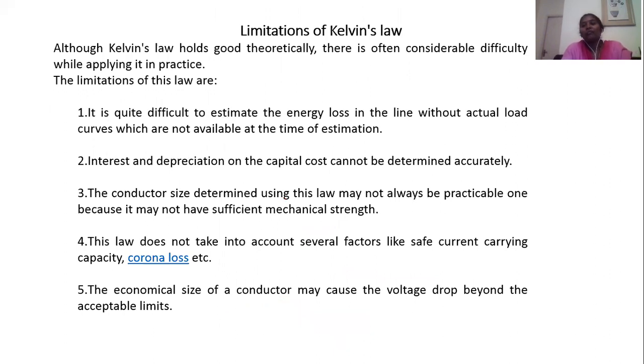Though Kelvin's law was put forward for solving the selection of the economical size of the conductor, it has its own drawbacks. The limitations of this law are, first, it's quite difficult to estimate the energy loss in the line without the actual load curve, which is not available at the time of estimation. And for the annual capital layout cost, you are only considering the interest and the depreciation.